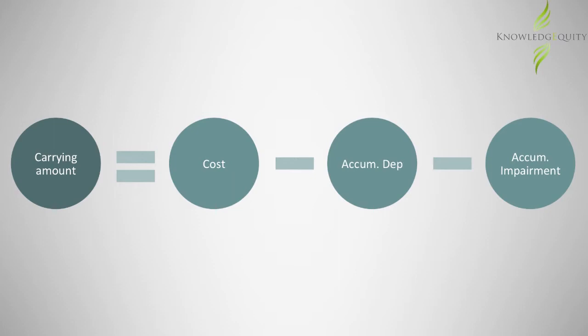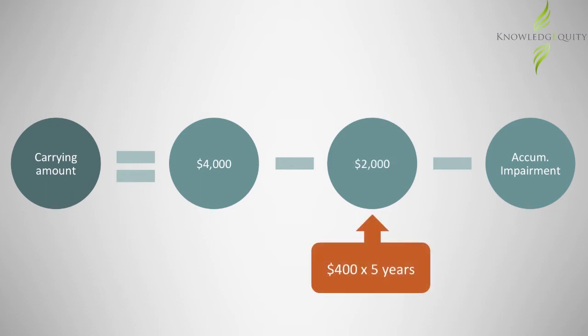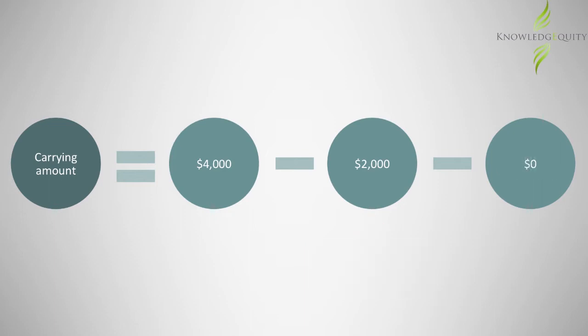We can also use the carrying amount formula to calculate this. We know that the cost is $4,000. Accumulated depreciation would be calculated as the annual depreciation multiplied by 5 years, which is $2,000. There was no impairment indicated. $2,000 is the carrying amount.